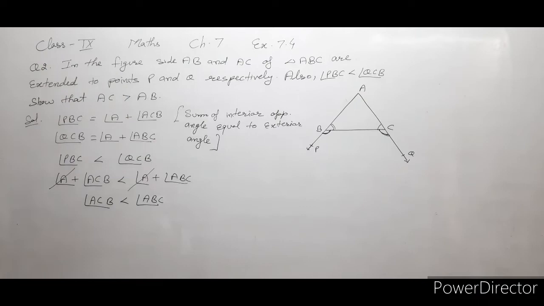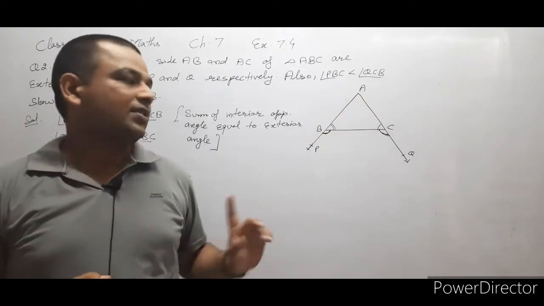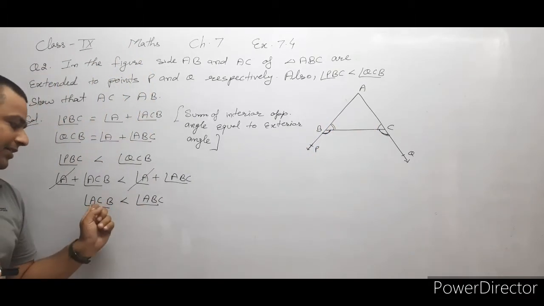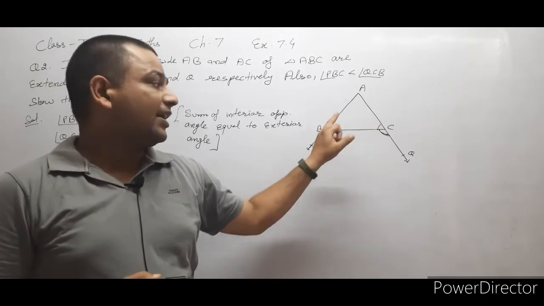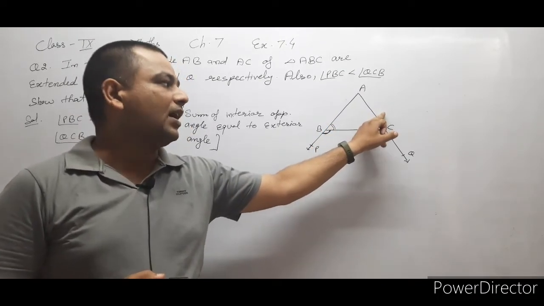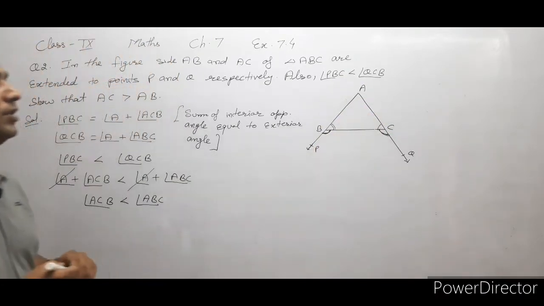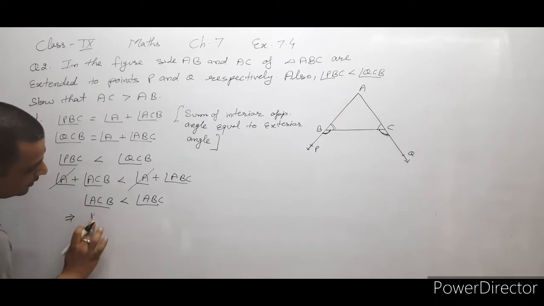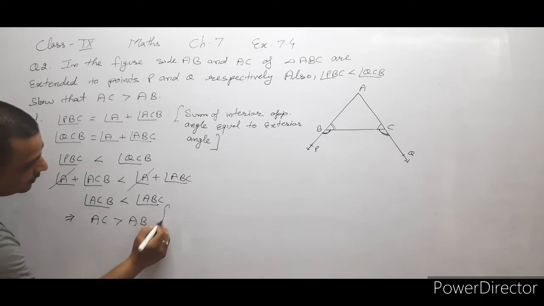As we studied, the opposite side of the greatest angle is always greatest. Here we already proved that angle C is smaller than angle B. That means angle B is greater than angle C. If angle B is greater than angle C, then the opposite side of angle B, AC, is also greater than the opposite side of angle C, AB. That implies AB is smaller than AC, or AC is greater than AB.